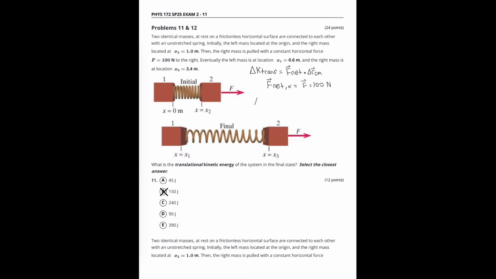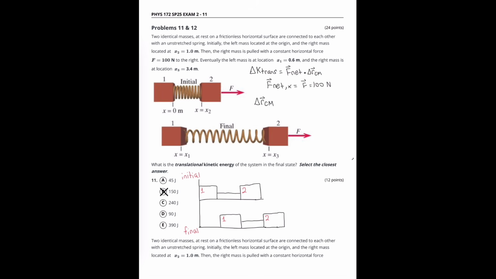For our change in position about the center of mass, I will draw a graph for better visualization. So on the top, we have our initial state. And I'll label this with box 1 and box 2 respectively. So here we have our spring, which I'll denote with a line between the two. This is block 1, block 2, block 1, block 2. This is the initial state. This is the final state.